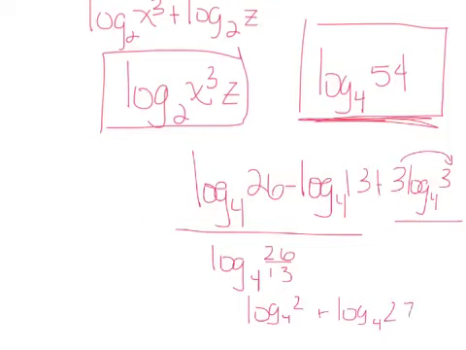Well, this is the product rule. Product rule says if it looks like addition, it must be multiplication. So I multiply 2 and 27 together, and I get the answer of 54. Log base 4 of 54. So that would be what's considered condensing, bringing together.